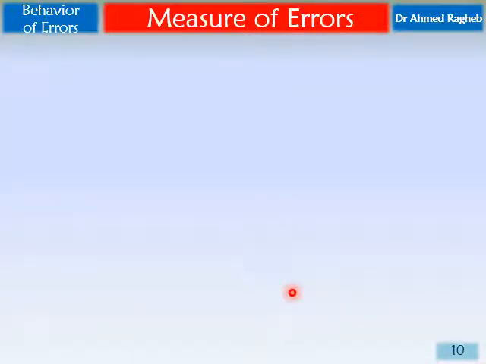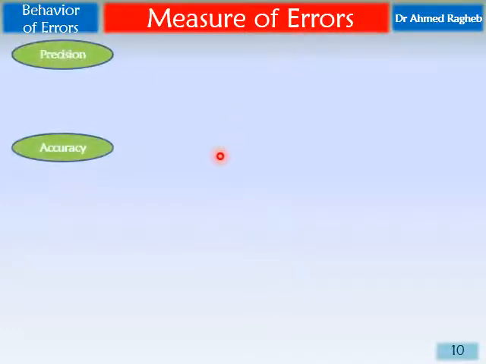At the end, as I mentioned earlier, we want to determine the difference between precision and accuracy. You have to differentiate: precision, it's precise. Accuracy, it's correct. So how to determine this measure of errors? It's easy to differentiate now between precision and accuracy.